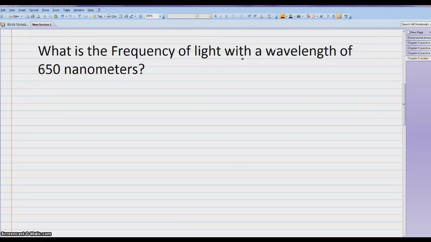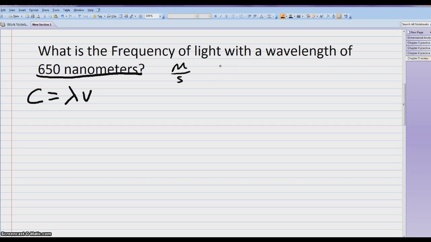Okay, so for our second type of problem, we've got, what is the frequency of light with a wavelength of 650 nanometers? So we're going to use the same equation, c equals lambda v. But that 650 nanometers gives us problems, because speed of light is in meters per second. Nanometers and meters per second are not the same unit, so we need to convert that using dimensional analysis.